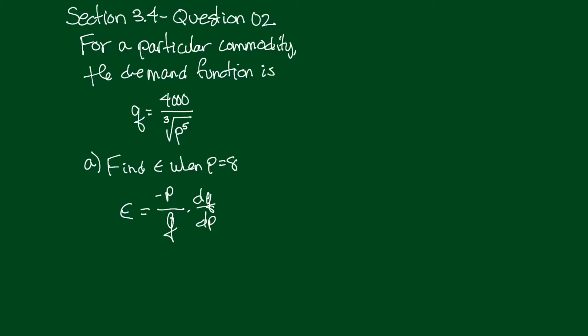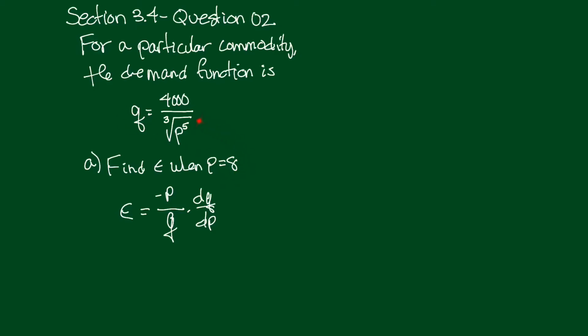So to compute this, look what we need here. We need P, which we have, that's 8. We need Q. Now we don't have Q directly, but we do have the function relating P and Q. So if we know P, we can get Q. Then we also need dQ/dP, which is just the derivative of this function with respect to P. So let's start here. Let's get Q when P is 8.